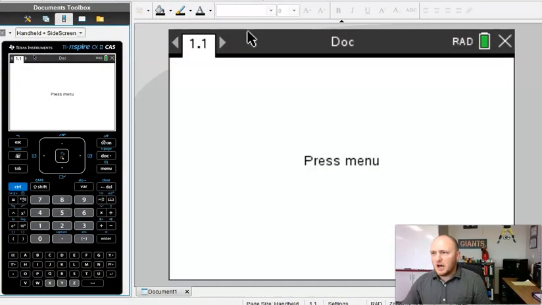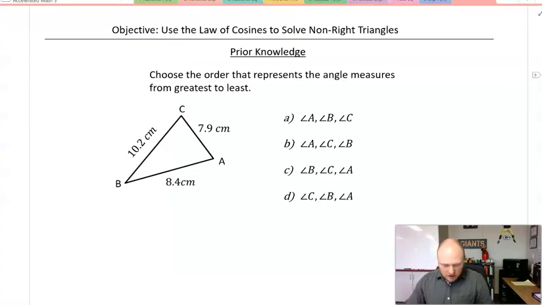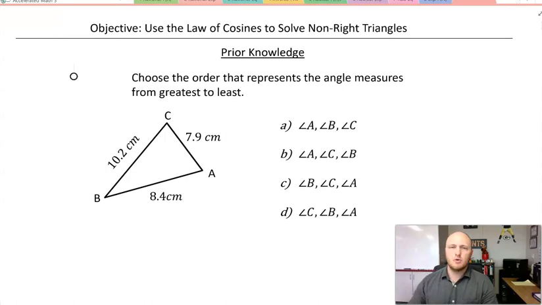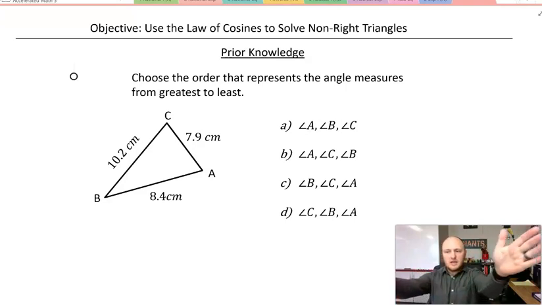All right, let's go ahead and look here at our prior knowledge. What we want to do is choose an order that represents the angles from greatest to least. But I don't have any information about my angles. I only have information about sides. So what I want you to remember or think about kind of intuitively is that my angle measure, how big my angle is, is going to determine how big the side opposite is.